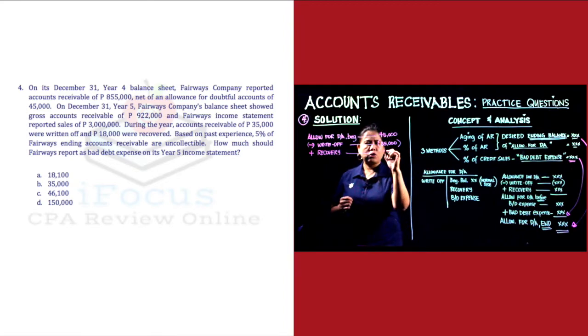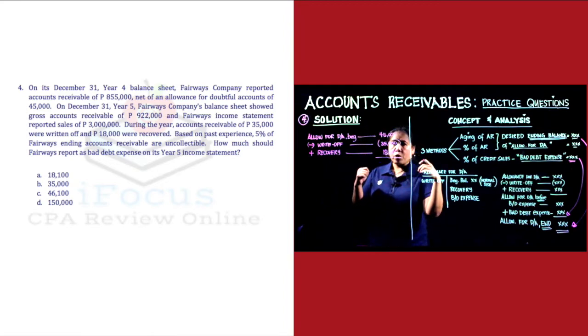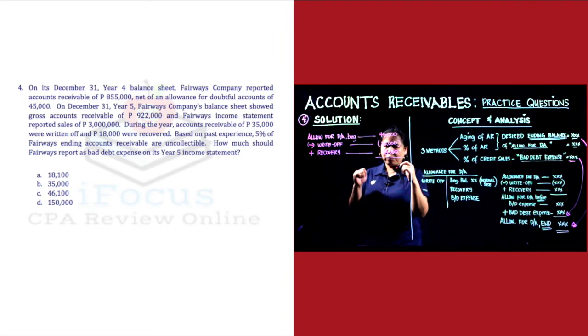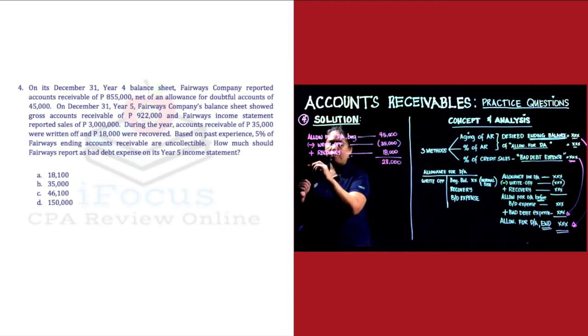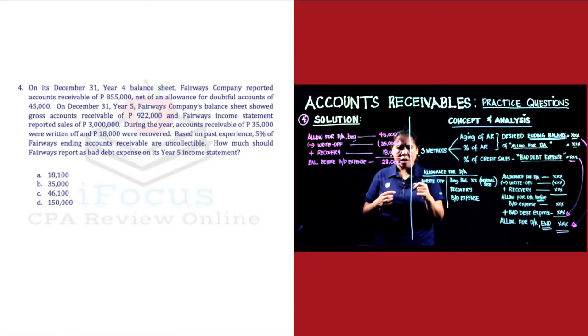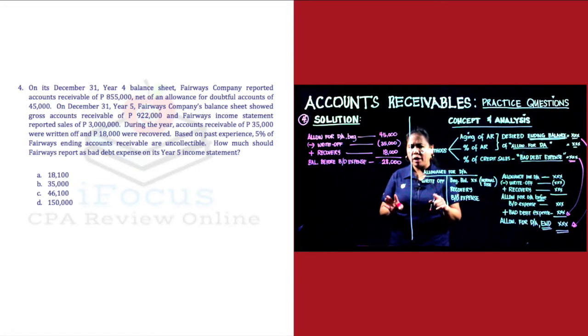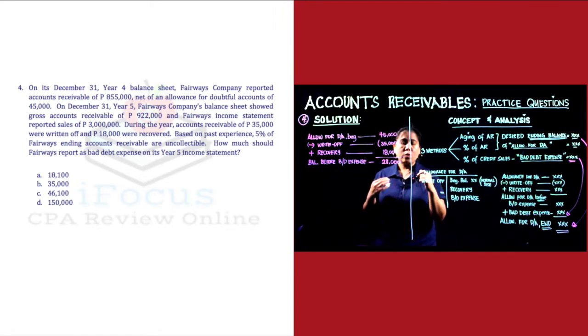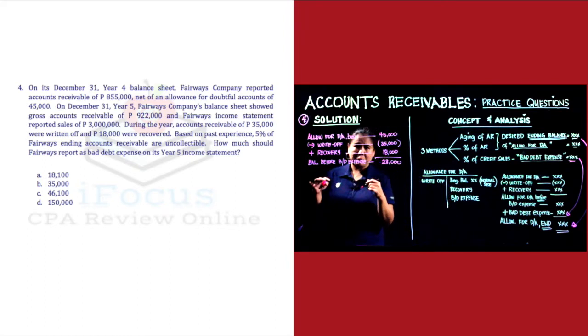Alright, amounting to 18,000. Before we plug in our bad debts expense, ang balance natin before our bad debts expense is 28,000. This is your balance before bad debts expense. Ang sabi ng problem, ang ginagamit ng company is 5% of the ending accounts receivable. And how much is our accounts receivable? Our accounts receivable is 922,000. So, we add our bad debts expense.